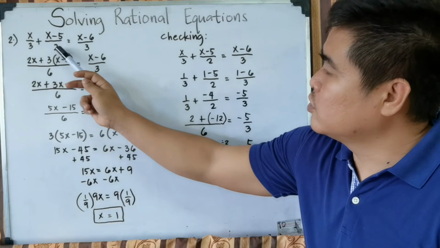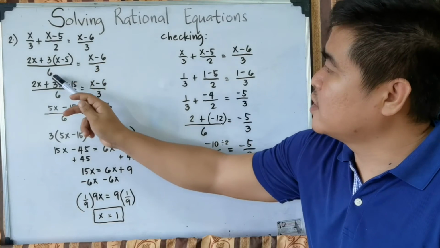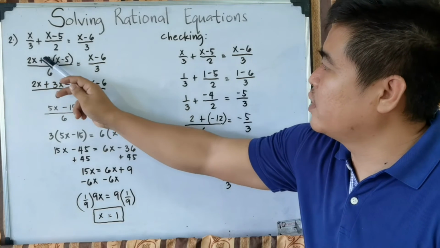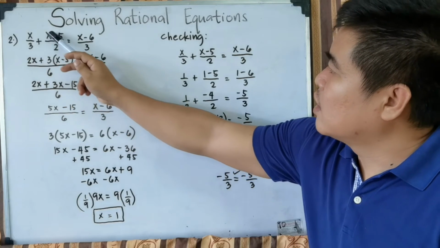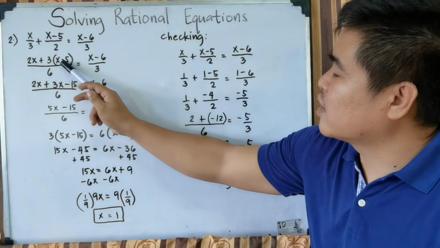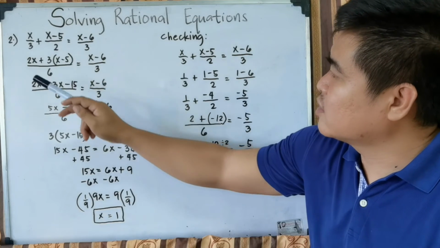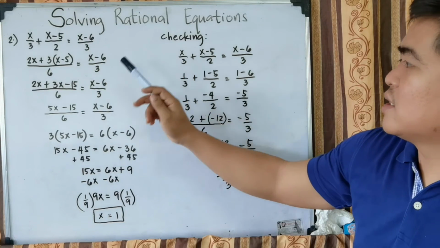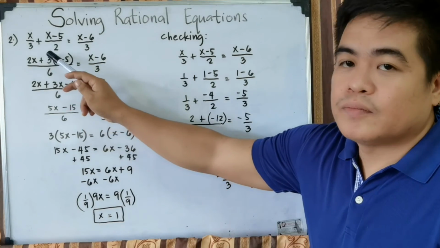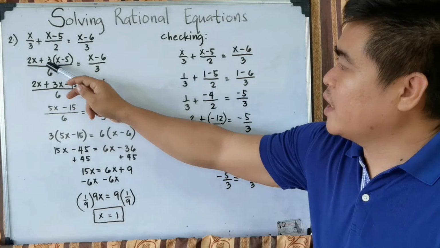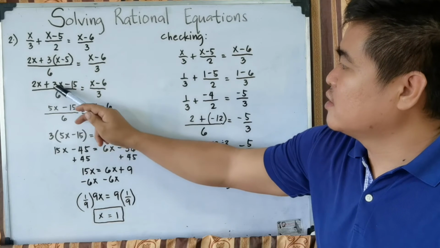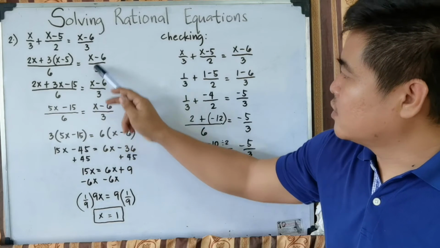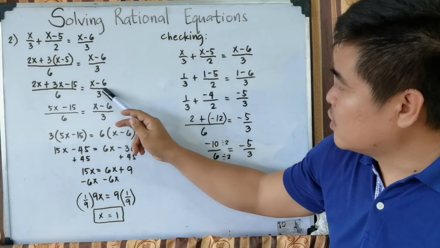3 times 2 is 6. Then, due to cross multiplication, x times 2 is 2x, plus 3 times x minus 5, just copy it, and then your denominator is 6. It's equal to the expression on the right side. Apply the distributive property of multiplication: 3 times x is 3x, and 3 times 5 is negative 15. Then copy this expression.